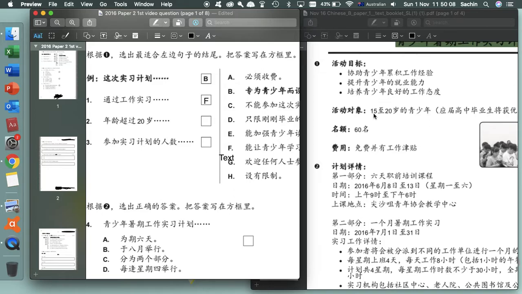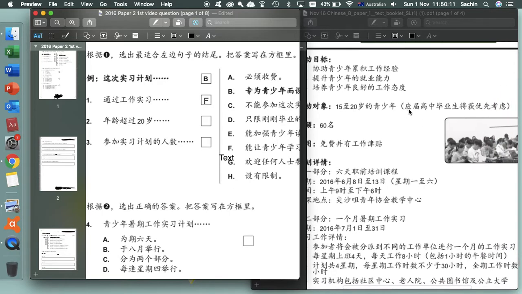We have 对象, which is like target audience. And in this case, it says 15 to 20, and this bracket says 应届, which is like this current thing. It's like this current high school graduates will be first considered. 先考虑. So in this case, and usually graduates are 18 to 19 years old, so anyone over 20 is probably not going to be able to participate in this experience.